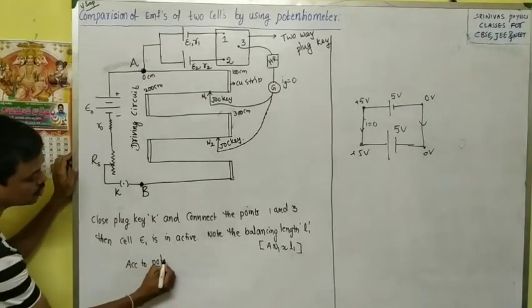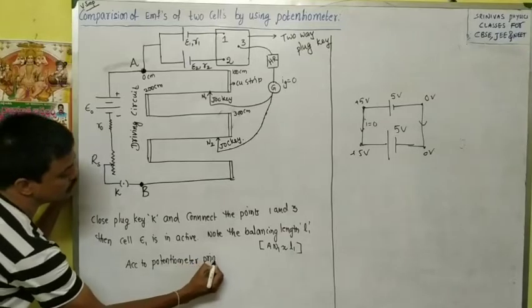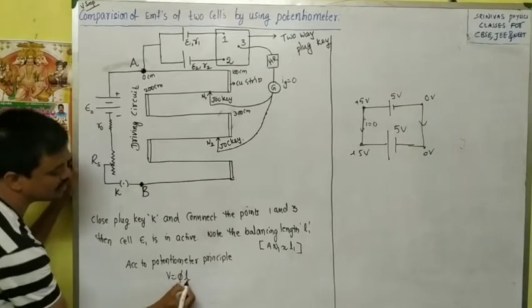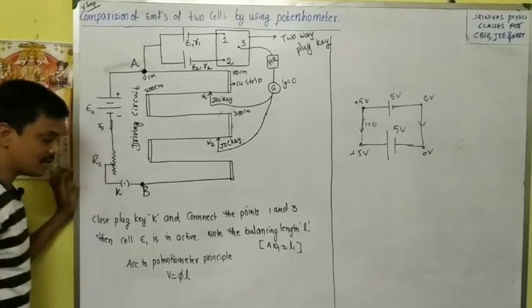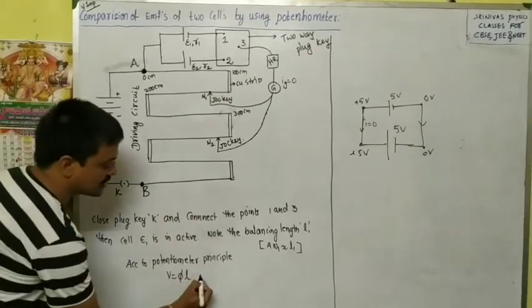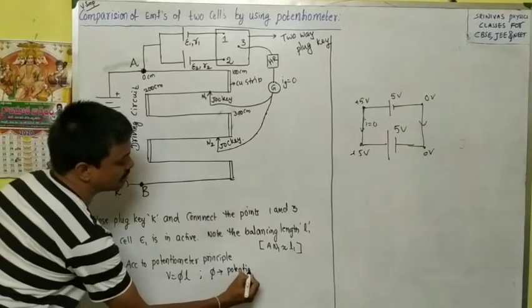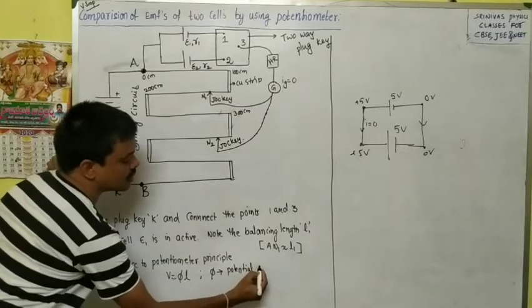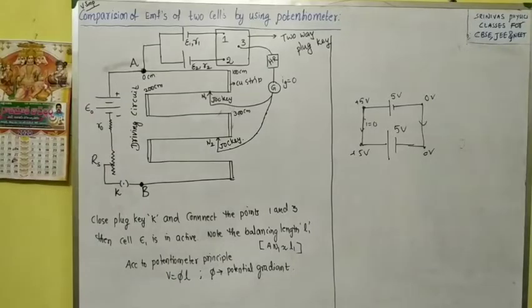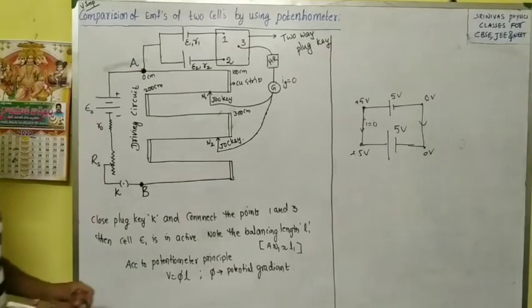According to the potentiometer principle, we know already, right? The potentiometer principle is V is equal to phi L, we write. V is equal to phi L, where L is the balancing length, and phi is the potential gradient. We know already, V is proportional to L, when the proportionality is removed, we will get a constant, that is phi. V is equal to phi L. This is the potentiometer principle that we can apply here.